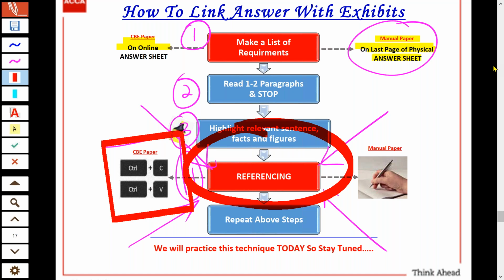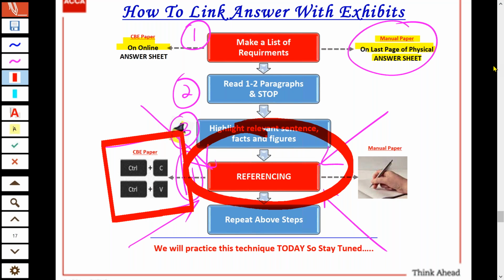Very good. Listen, when we say link with the case, that means we have to use the facts and figures and problems mentioned in the scenario, right? So we will have to copy paste the sentences, the facts and figures, because the facts and figures will never change. So you have no choice but to copy paste it. However, after you have copy pasted, you need to add some of your thoughts as well.